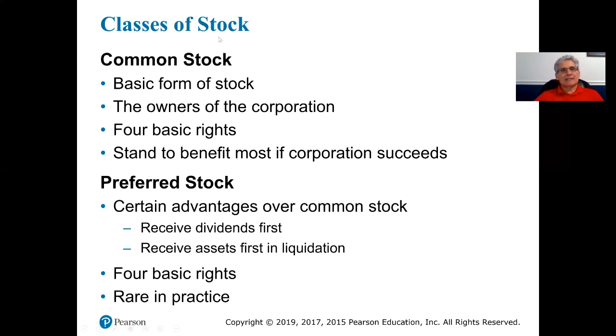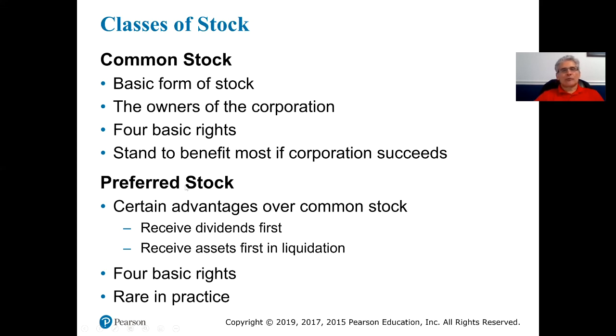There are different classes of stock. There is what we call common stock. And as the name suggests, common stock is most common. It is a basic form of stock. The owners of the corporation, and you have 4 basic rights as a common stock shareholder. We'll review those rights in a future slide. And so a common stockholder stands to benefit most if the corporation succeeds.